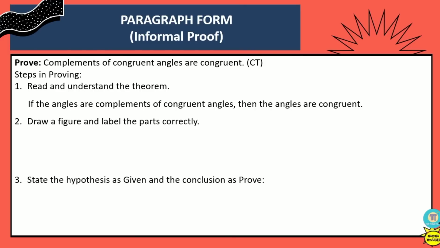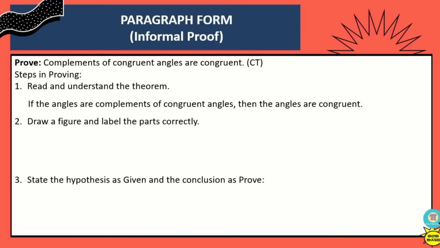Okay? So, etong if the angles are complements of congruent angles, this is your hypothesis. So, this is your given. Then, the angles are congruent, this is your conclusion. So, ito po yung ipoprove po natin. Okay? Lagi pong ganon. When we are writing proof, the hypothesis is always your given, and the conclusion is always ito yung hahanapan natin ng proof. Okay? So, ito yung ipoprove po natin, your conclusion.